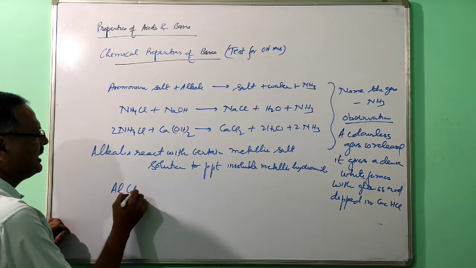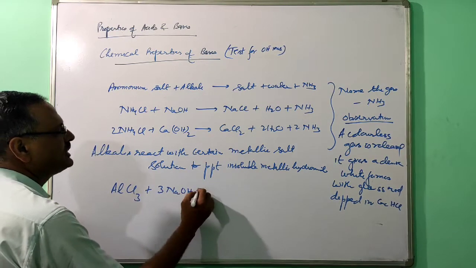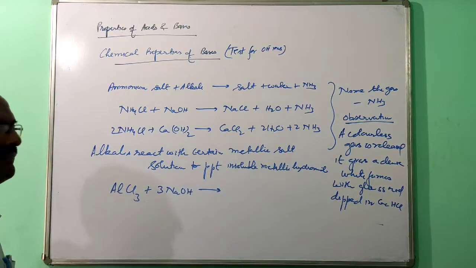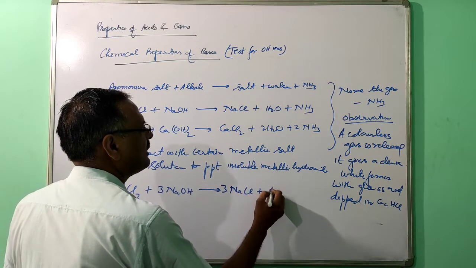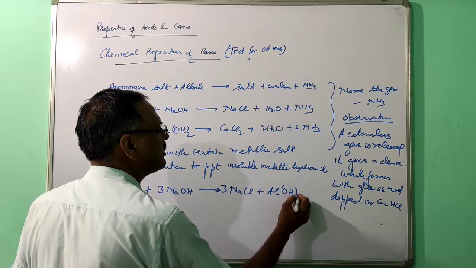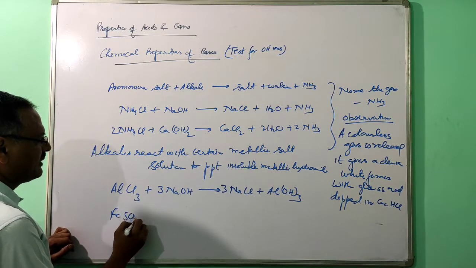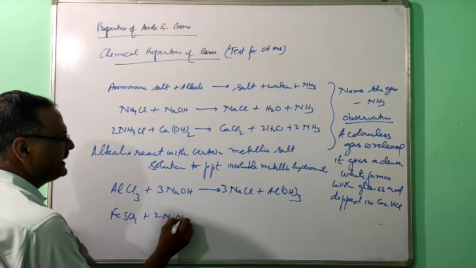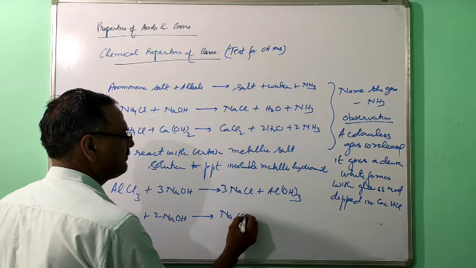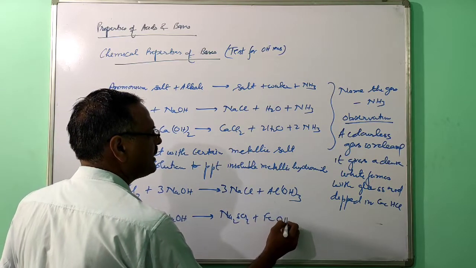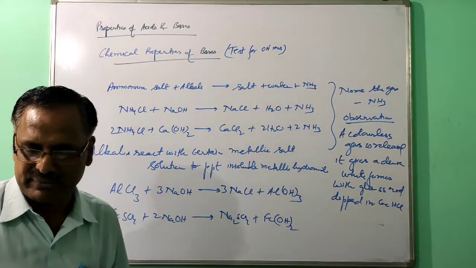For example, ammonium chloride reacts with sodium hydroxide. This sodium hydroxide will split ammonium in the form of ammonium hydroxide. So 3NaCl plus Al(OH)3. Then ferrous sulfate reacts with sodium hydroxide. This will form sodium sulfate, and the observation you will study in chapter 3B, so just study only the chemical equation.